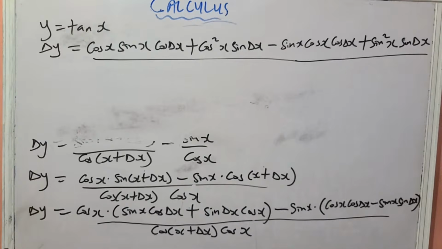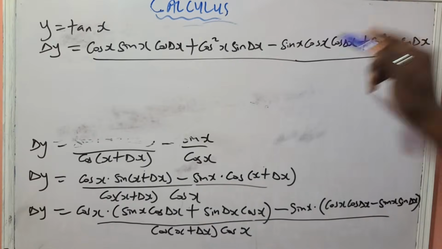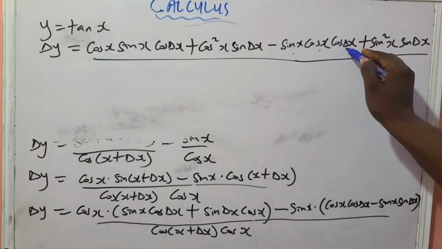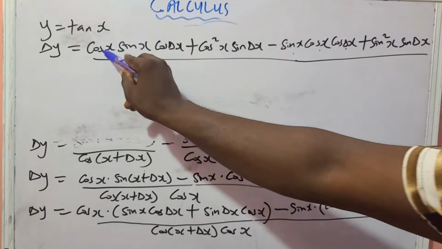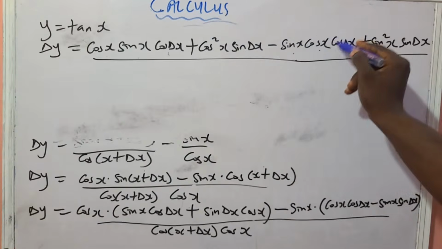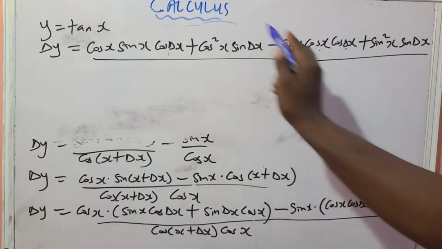Because normally some of these things, if you look at what's happening right here, now look at something, you can see something going on. This is sine x cos dx. This is sine x cos dx. And you see these two things are the same, like having x minus x.